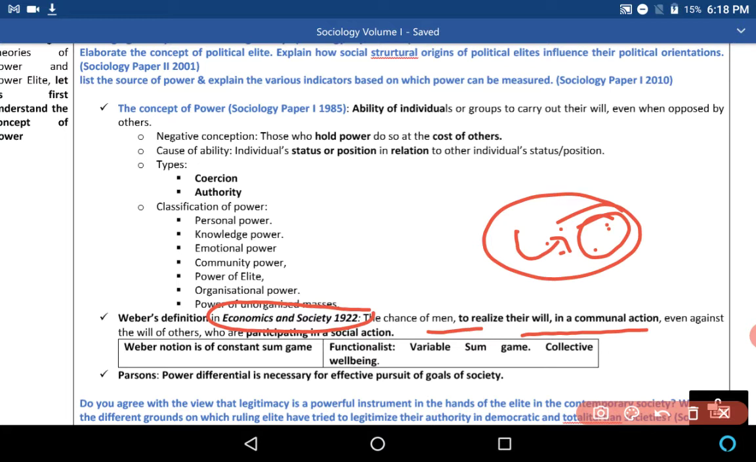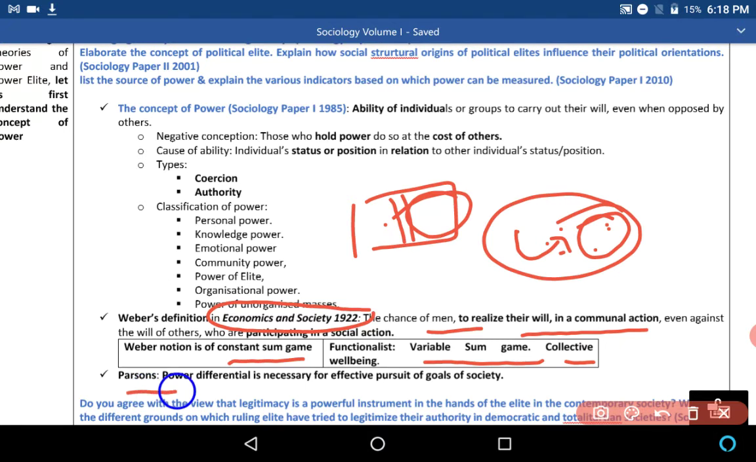Now there is a different notion when you read the definition given by Weber. It is of a constant sum game, while functionalists believe that it is variable. In Weber, power is constant. If this individual has less power, then this individual will automatically have more power. But this is in conflict with the functionalist notion. We'll see how.